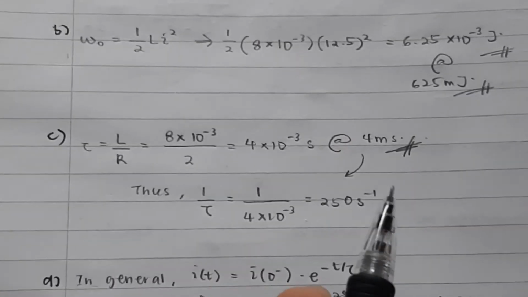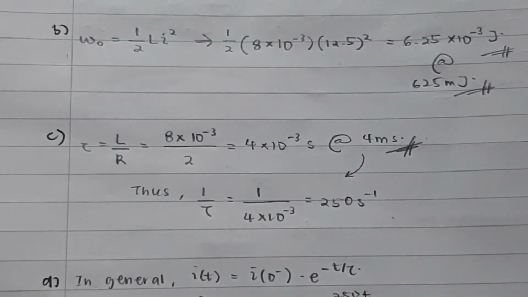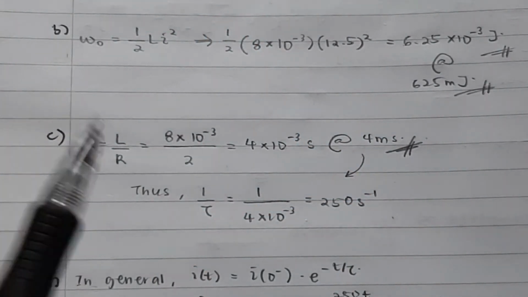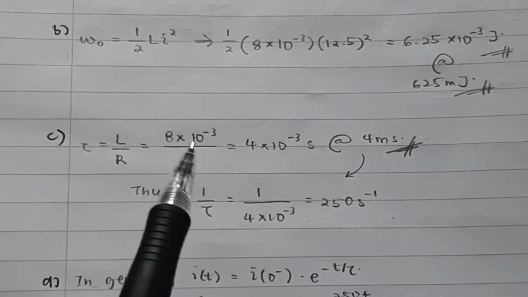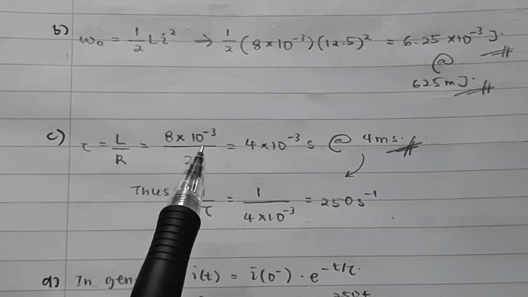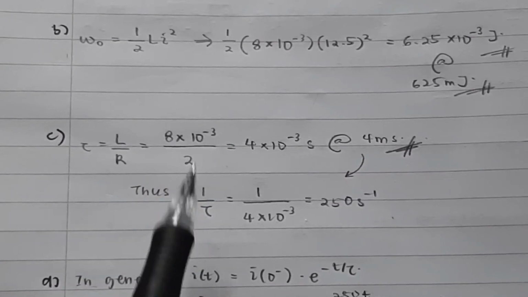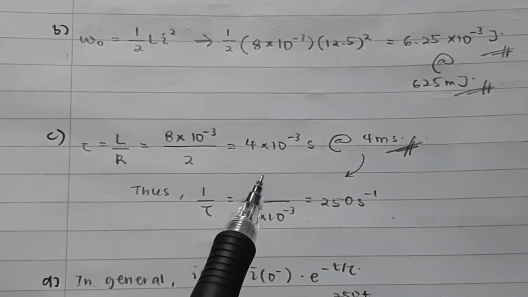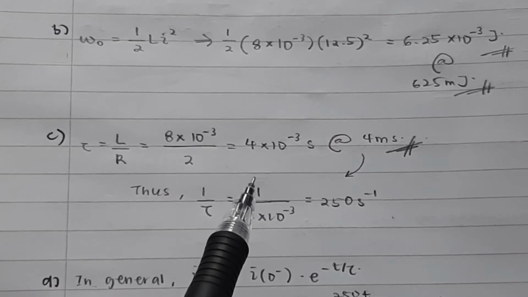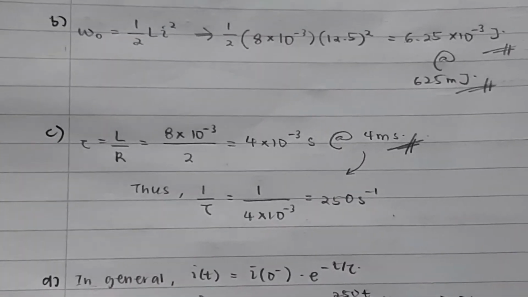When the switch opens, only the 2 ohm resistor remains connected to the inductor. Thus, we can apply the formula tau is equal to L over R. So just input all the values: 8 times 10 to the power of negative 3 over the 2 ohm resistor. So we can get the value of 4 times 10 to the power of negative 3 second, or you can convert also to 4 milliseconds.